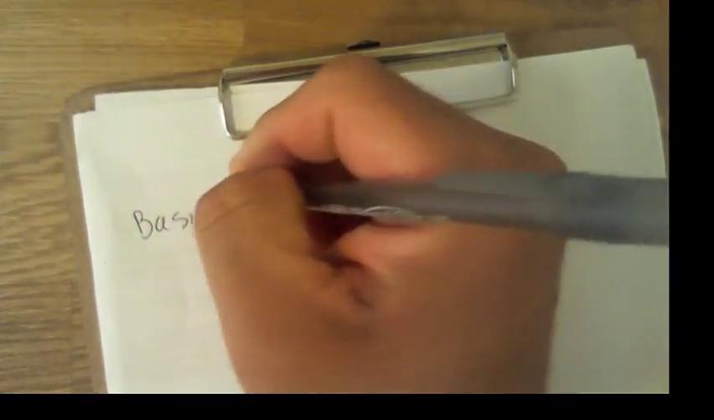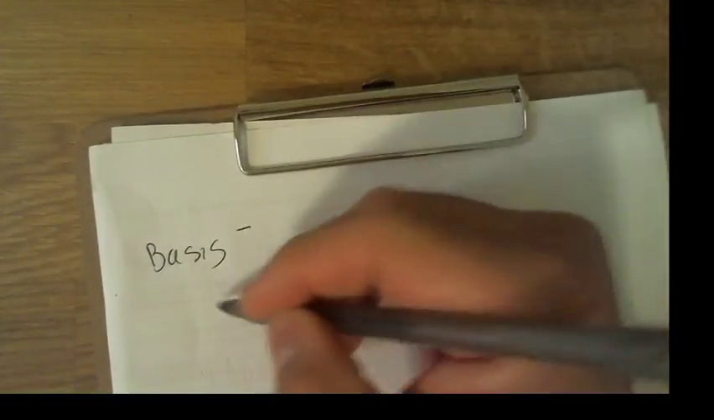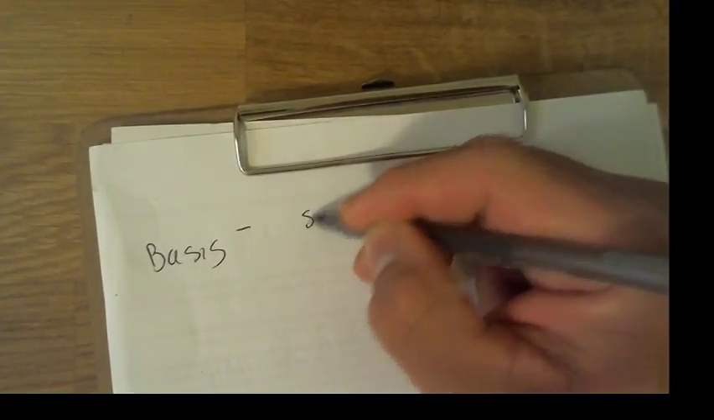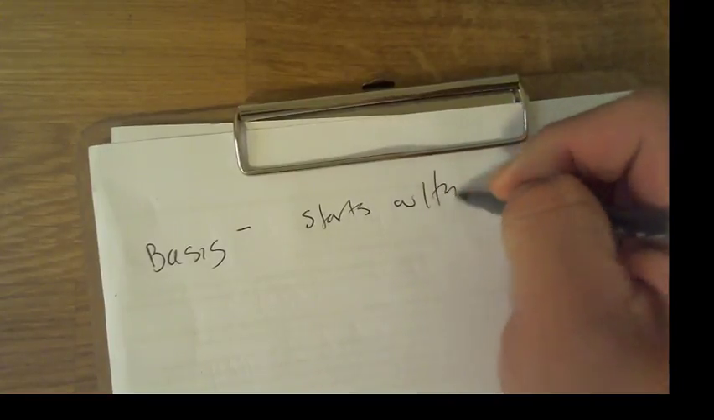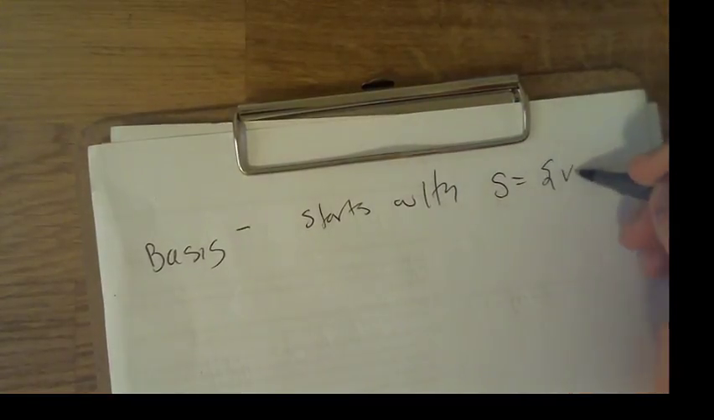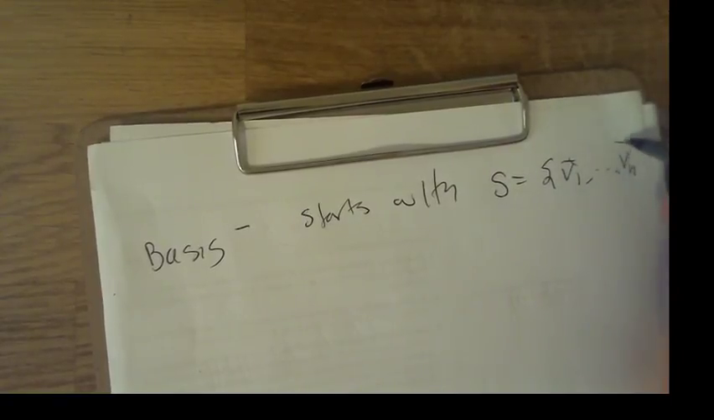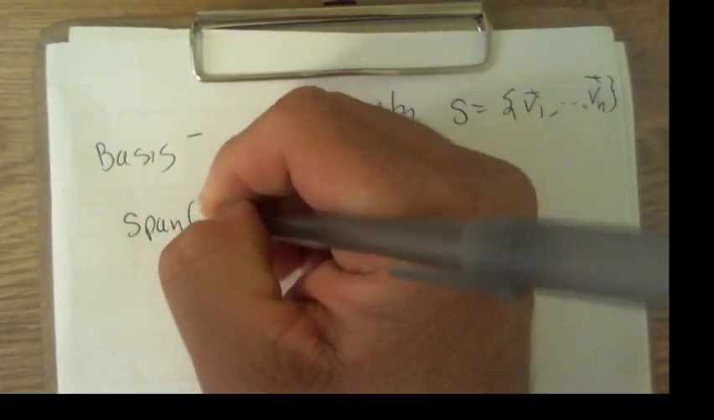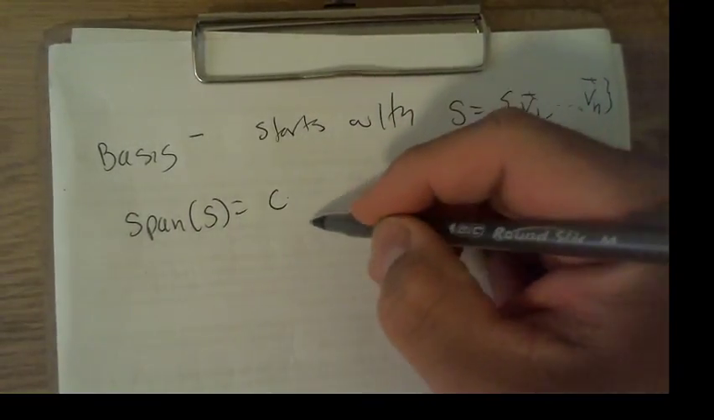All right, I got that written down, Jennifer. Okay, so a basis is, by definition, two things, right? Well, a basis starts off with a set S with however many vectors, right? We'll just say n vectors. Okay, so the span of S is the linear combination of all of these vectors in the set.